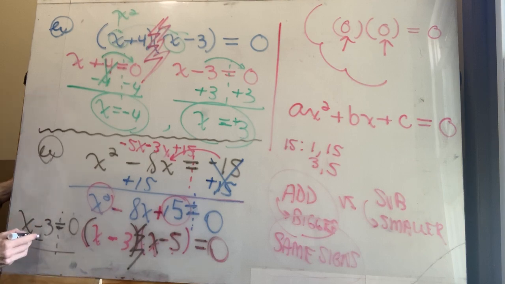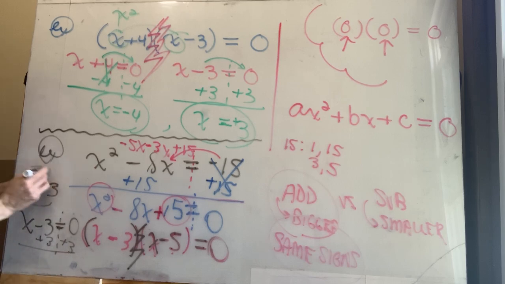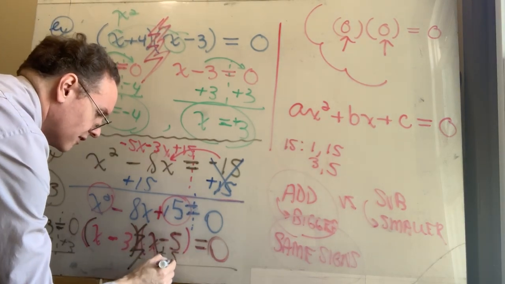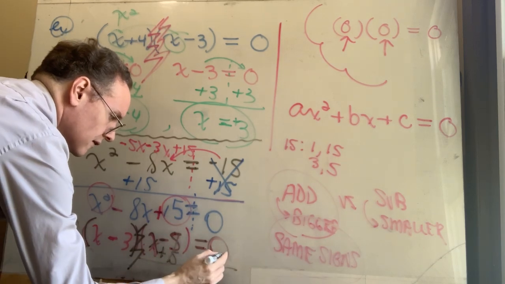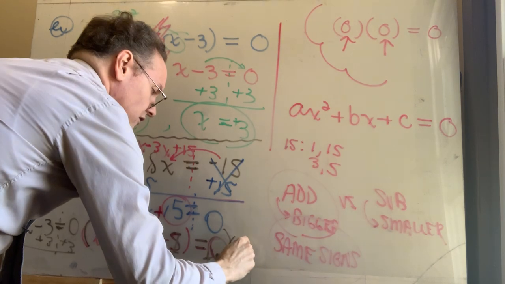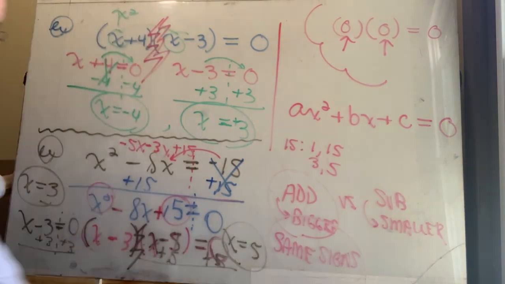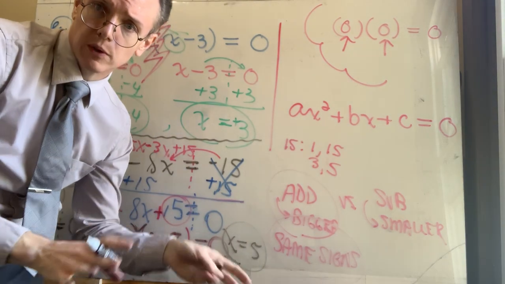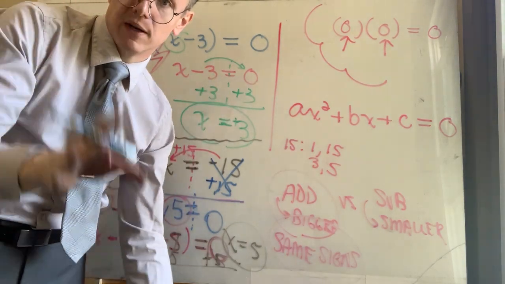Solve this by adding 3. X is equal to 3. That's one answer. Solve this by adding 5. That's messy, but x is equal to 5. That's your other answer. You should plug them back into the original thing to check, but I'm not going to just for the sake of time. I'm at an hour 48 already.